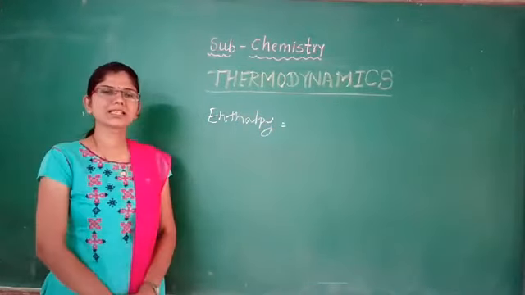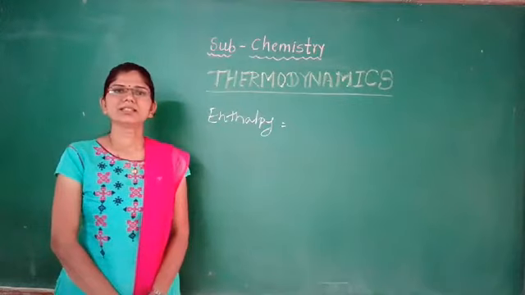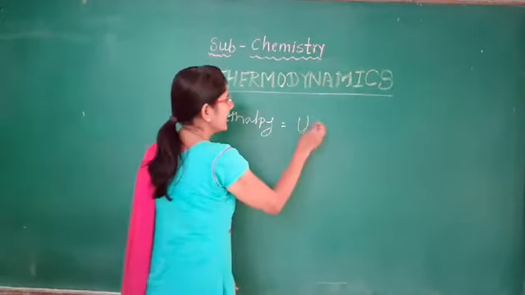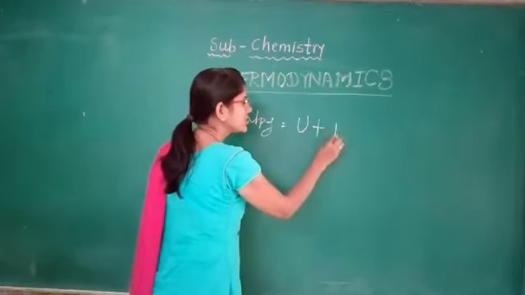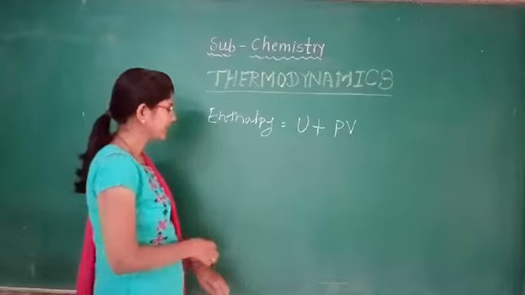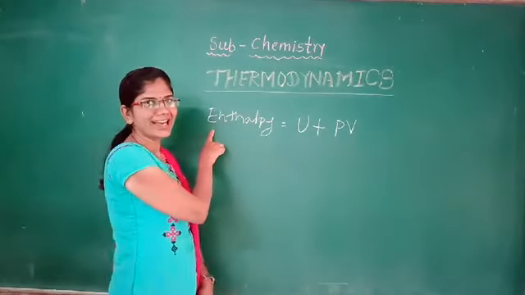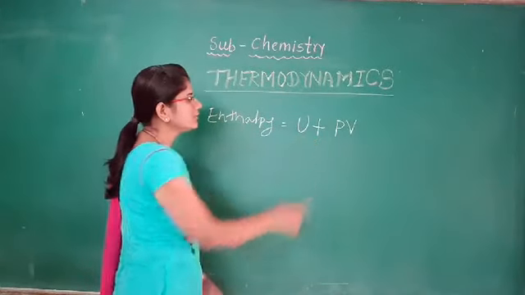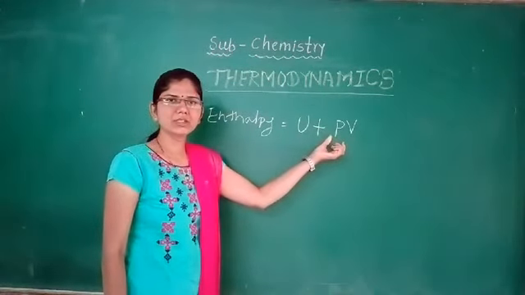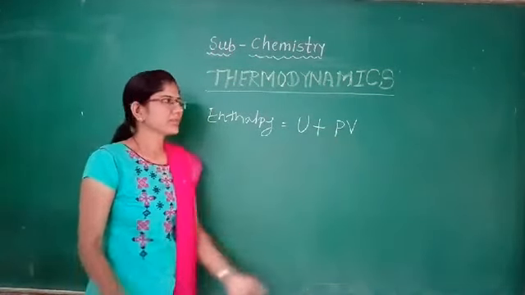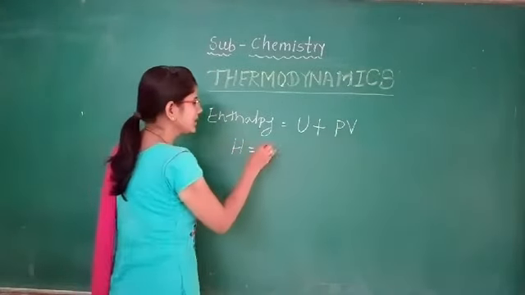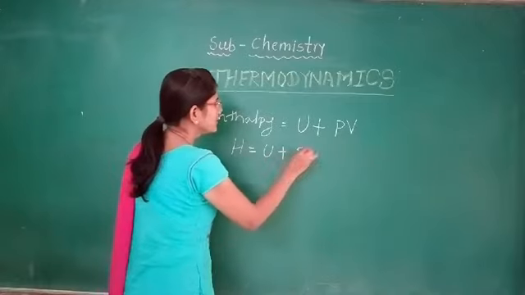As we saw in the last lecture, enthalpy is the sum of internal energy and the energy that arises due to the pressure and volume. The enthalpy is denoted by the letter H and it is equal to U plus PV.